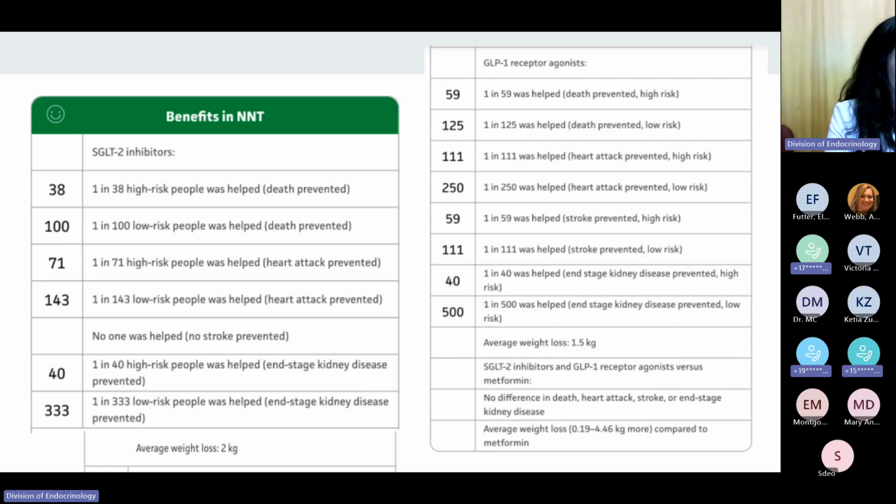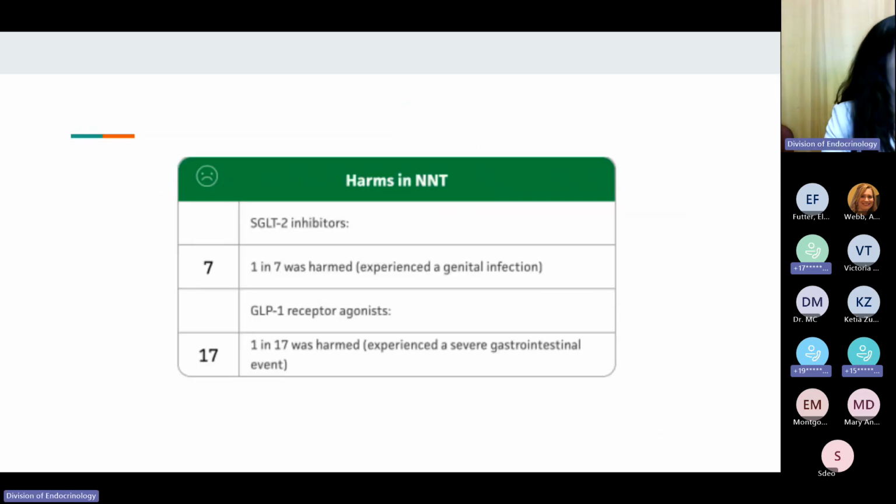When it comes to these medications versus metformin, there was actually no difference in death, heart attack, stroke, or end-stage kidney disease between SGLT2 inhibitors and GLP-1s when comparing them against metformin. They were both beneficial compared to metformin. And then harms as well, they show you that too. It's kind of a lacking table, but 1 in 7 experienced a genital infection with SGLT2 inhibitors. 1 in 17 had a severe GI event with the GLP-1 receptor agonist. So they didn't study a lot of the adverse events, but these are the major harms that were identified and that they studied on the site.